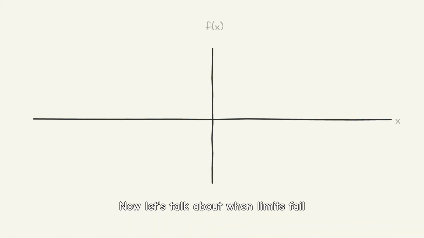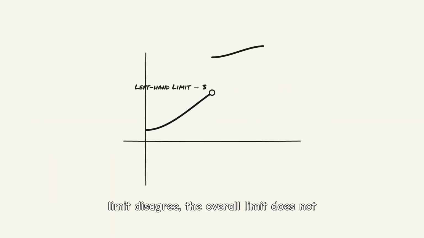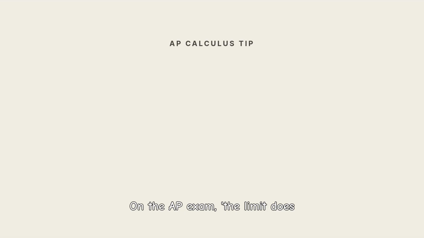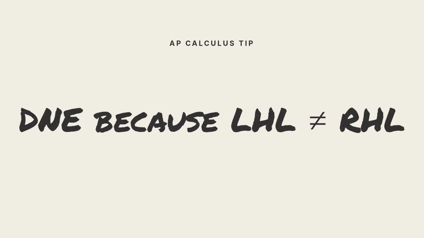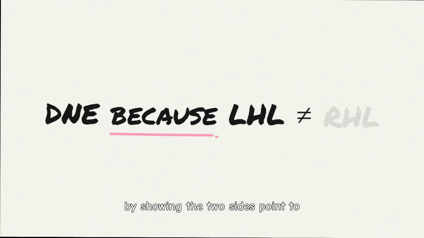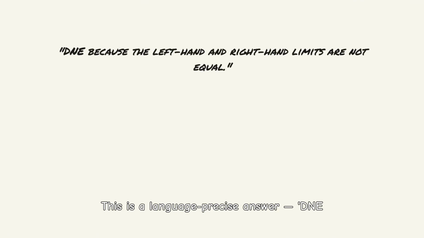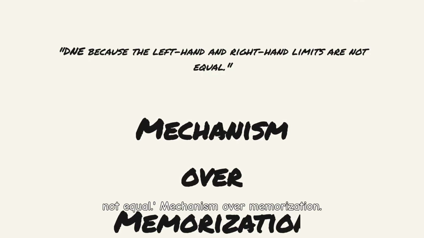Now let's talk about when limits fail to exist, because that's equally important. If the left-hand limit and the right-hand limit disagree, the overall limit does not exist. Write DNE. On the AP exam, "the limit does not exist" is a complete, correct, full credit answer, but only when you can justify it by showing the two sides point to different values. Left limit is 3, right limit is 7. They disagree. Limit does not exist. This is a language-precise answer. DNE because the left-hand and right-hand limits are not equal.